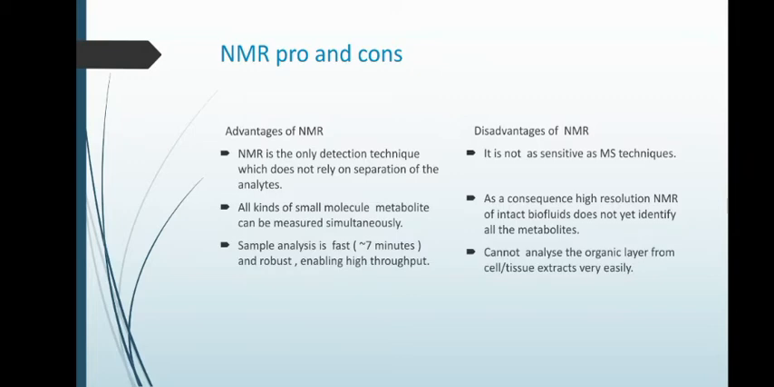Pros and cons of nuclear magnetic resonance include the following. The pro is that sample analysis is fast and all kinds of small molecules can be measured simultaneously. The con is that this technique is less sensitive for metabolite detection.